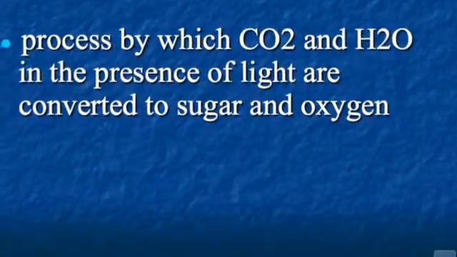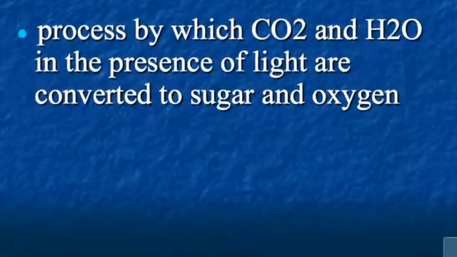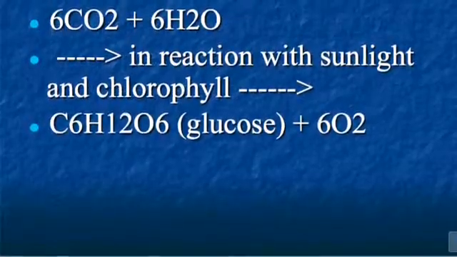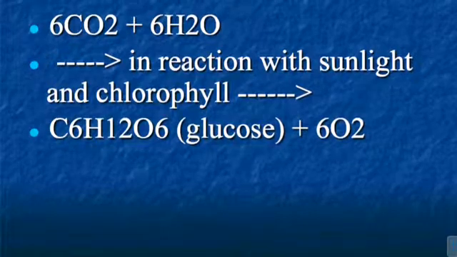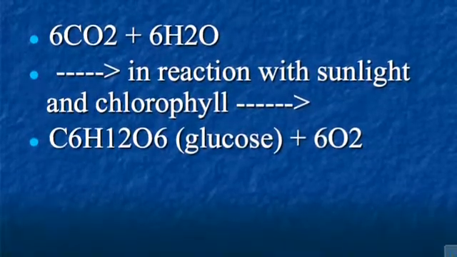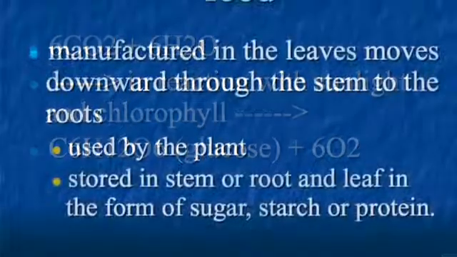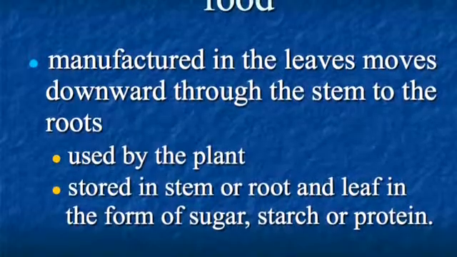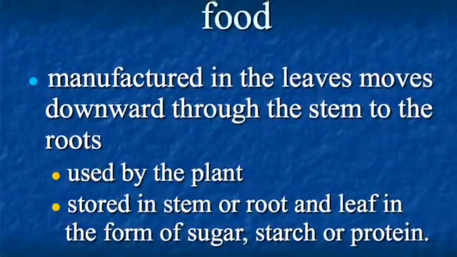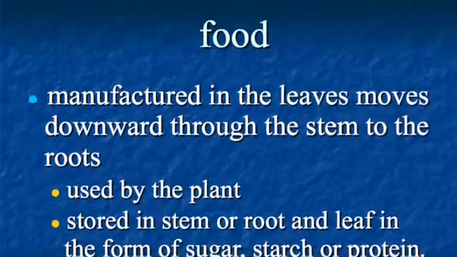Photosynthesis is the process by which carbon dioxide and water in the presence of light are converted to sugar and oxygen. The chemical formula for this is 6CO2 plus 6H2O, in reaction with sunlight and chlorophyll, will produce C6H12O6, which is glucose, plus 6O2.